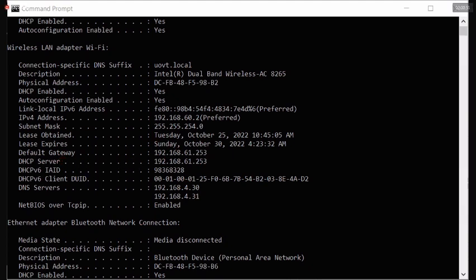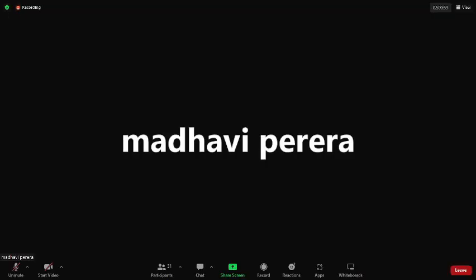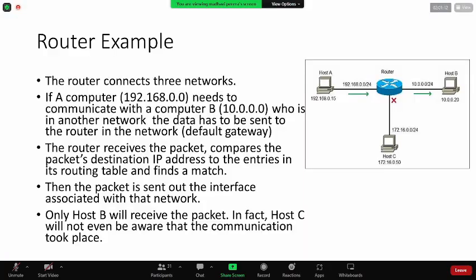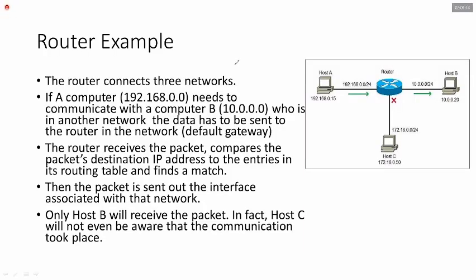Okay. Right. So in your computers also you can check what the default gateway is. If you are connected to your home network, it will show the IP address of your router, from where you are connecting to the other side. Right. So then this packet will go to the default gateway, right? Which means it will come to this router.